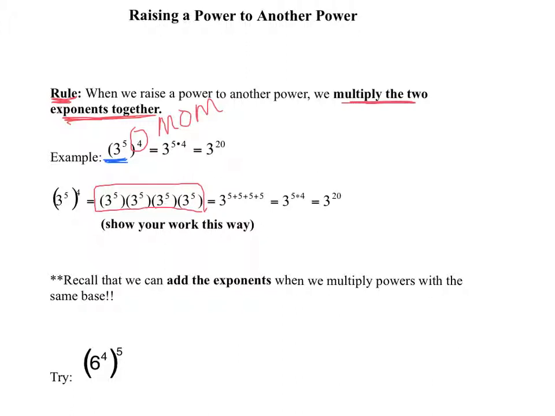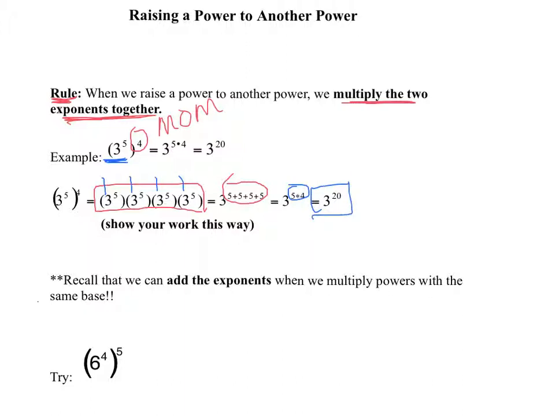Basically, using these exponents, this is just a type of fancy multiplication. Recall that when we multiply powers with the same base, that means the big number here is all the same. We can add the exponents up to get our answer, which is the same thing as multiplying 5 times 4 to get the final answer of 3 to the 20th power.